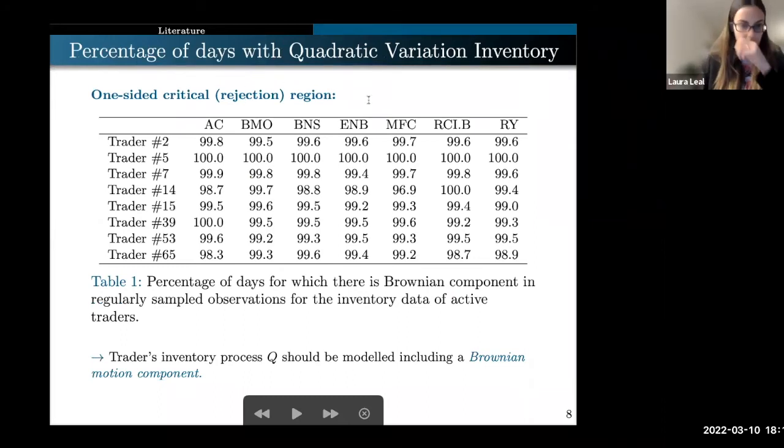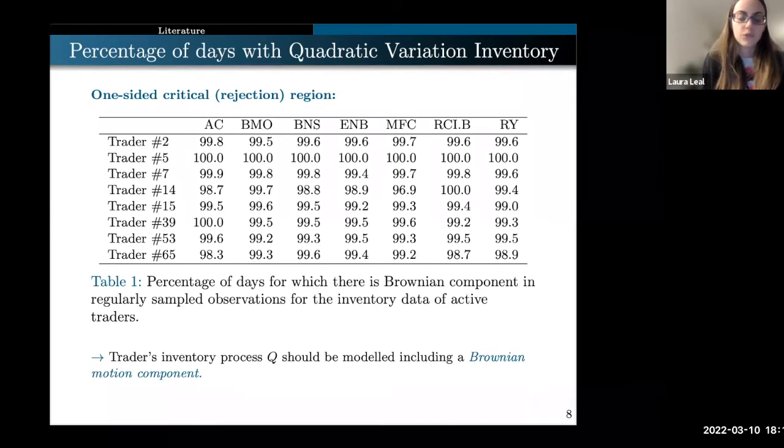We get the rejection region for these, and then we calculate for how many days we conclude that we should have a quadratic variation in the inventory. So for how many days should we be modeling the inventory, including the Brownian motion component? And the result is overwhelming.